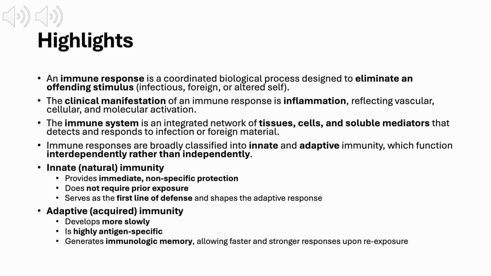Innate immunity provides immediate, nonspecific protection without requiring prior exposure. It serves as the first line of defense and helps shape the later adaptive response. Adaptive immunity develops more slowly, is highly antigen-specific, and generates immunologic memory, allowing a faster and stronger response when the same antigen is encountered again.